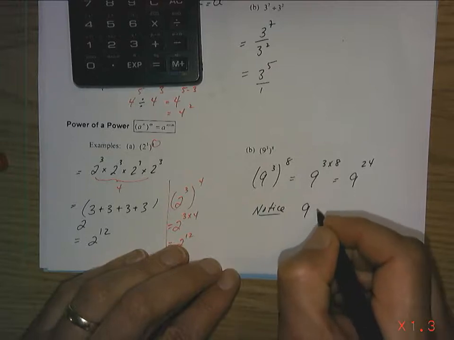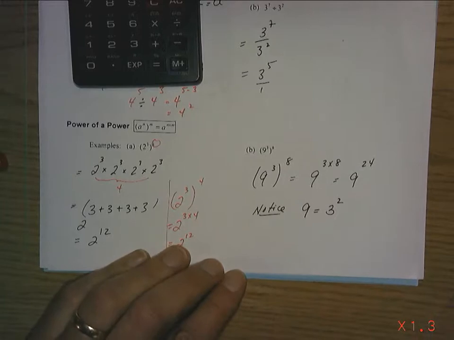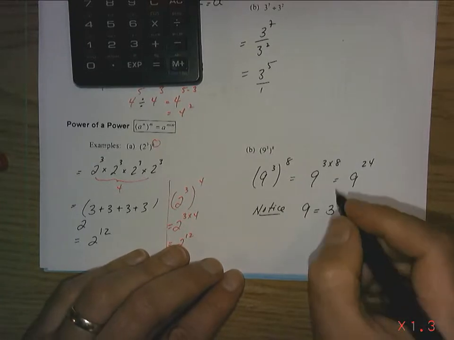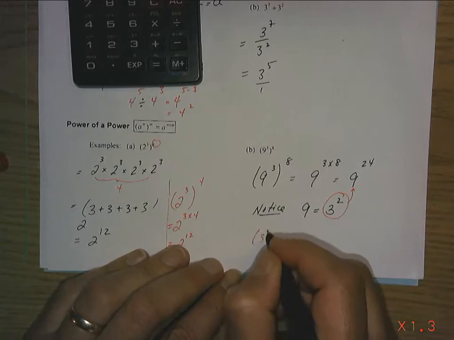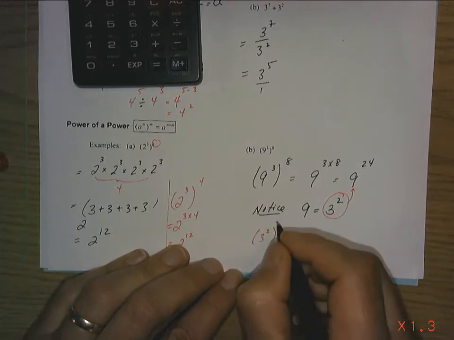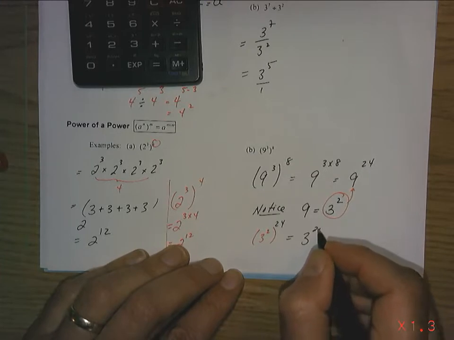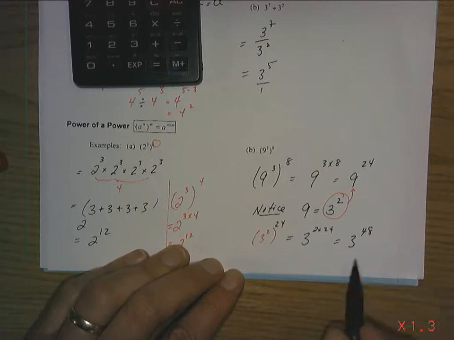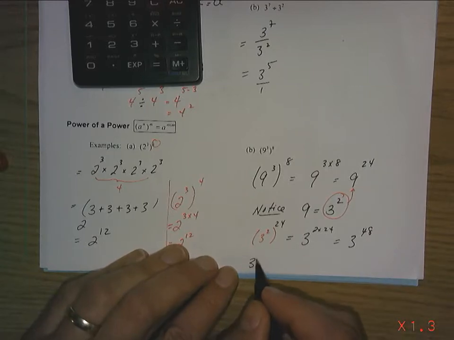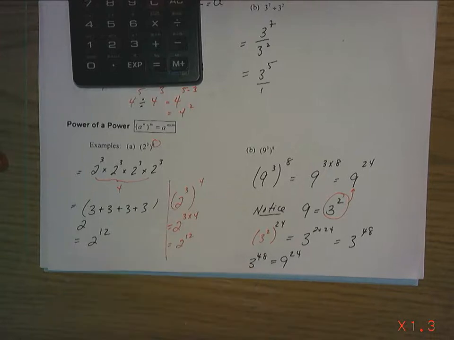Notice that 9 is also equal to a power. It's equal to 3 squared. So we can substitute this 3 squared into the 9. So it'll be 3 squared to the 24, which will be 3 to the 2 times 24, which is 3 to the 48. So 3 to the 48 is equal to 9 to the 24. Now they have different bases, but when we expand them out, we get the same value.